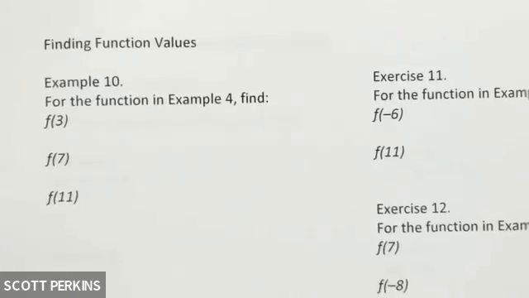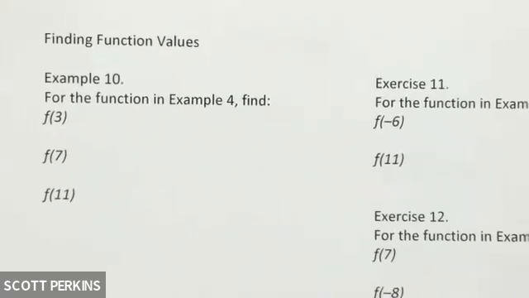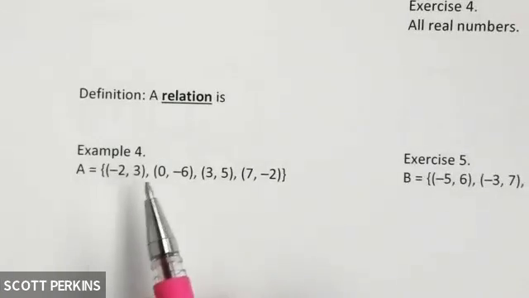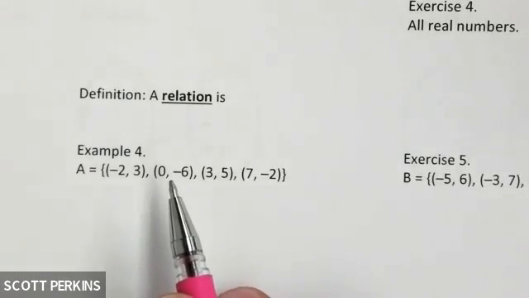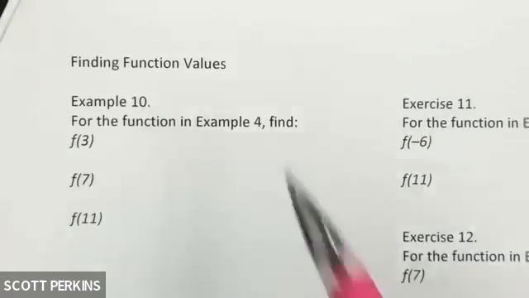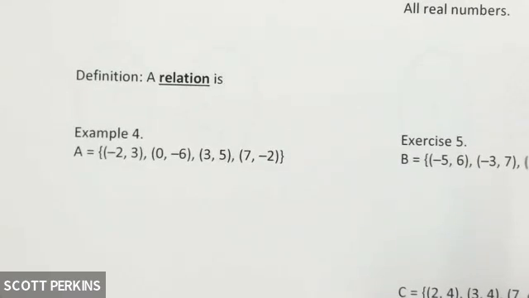So this example 10 I'm going to do with you says for the function in example 4, which is on the very front page. Okay, so I'm just going to go back to example 4. Down at the bottom on the left gives us these 4 ordered pairs right here. And the first thing we're asked to do is, what is the function value at 3? What's f of 3? Okay, so I look back, and what would you propose to me based on example 4? What is the function value at 3?